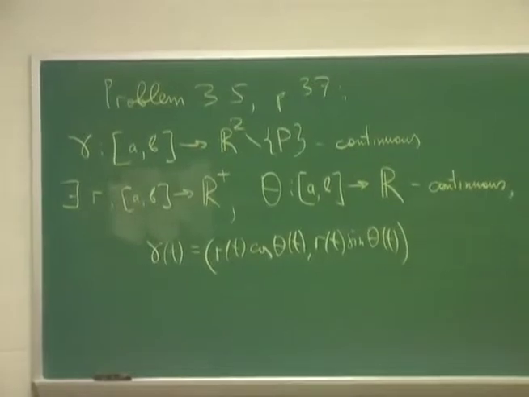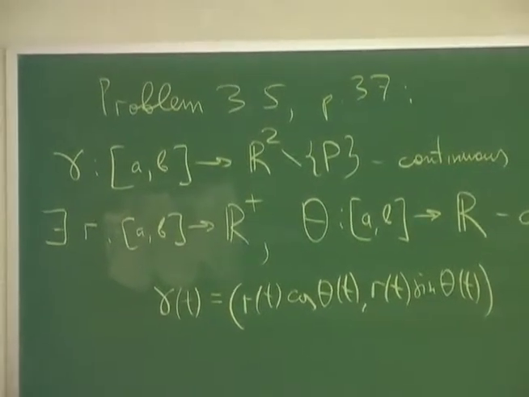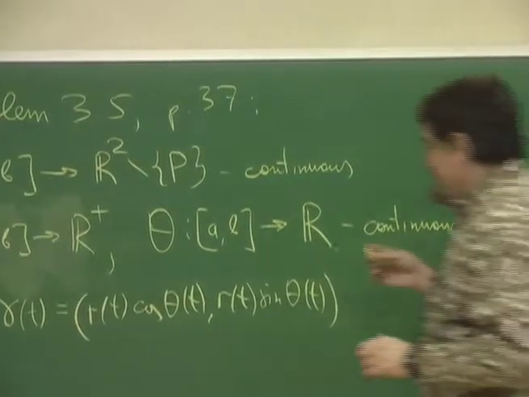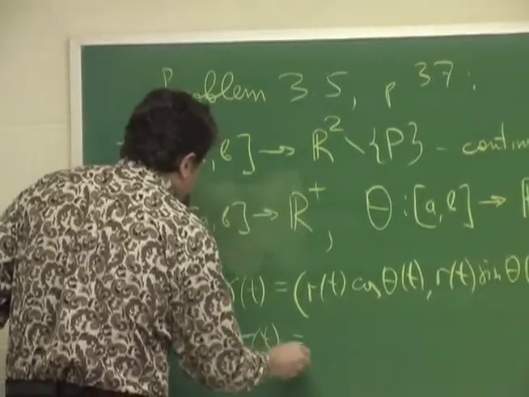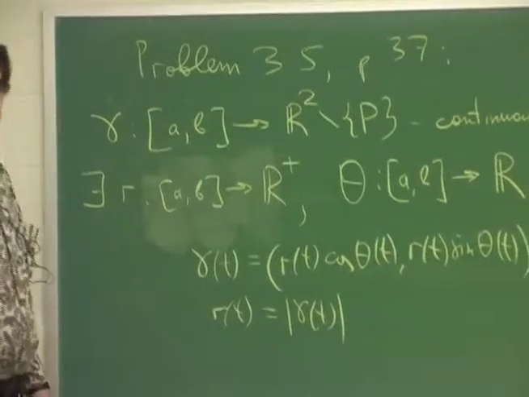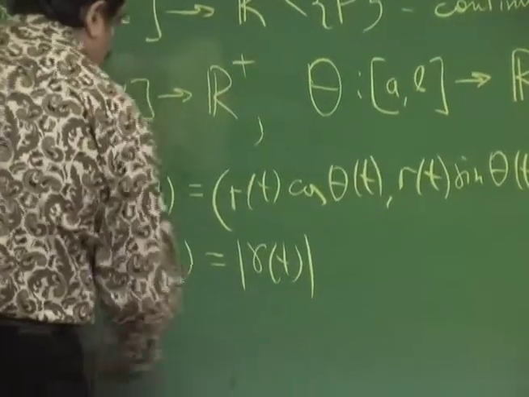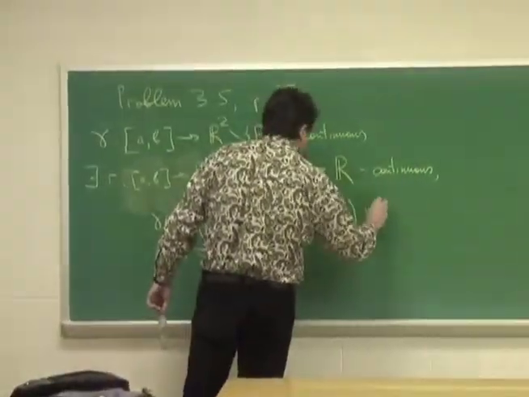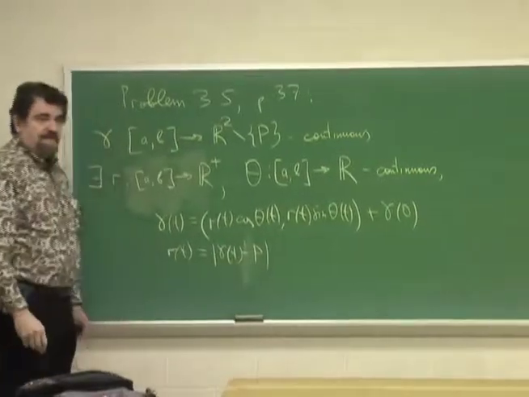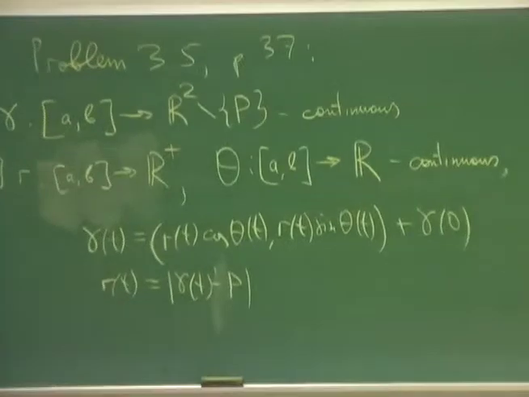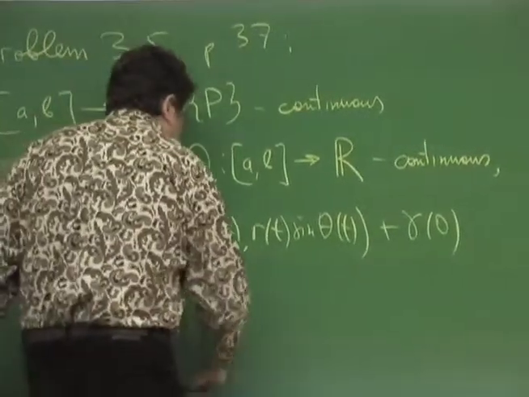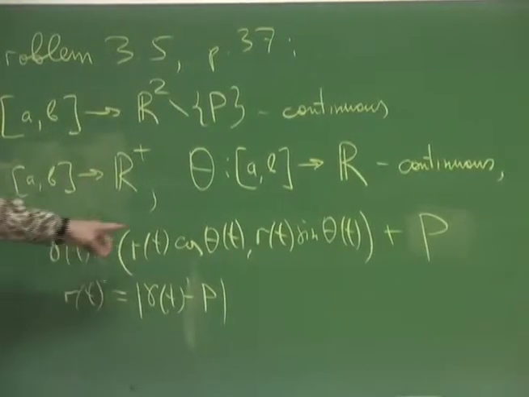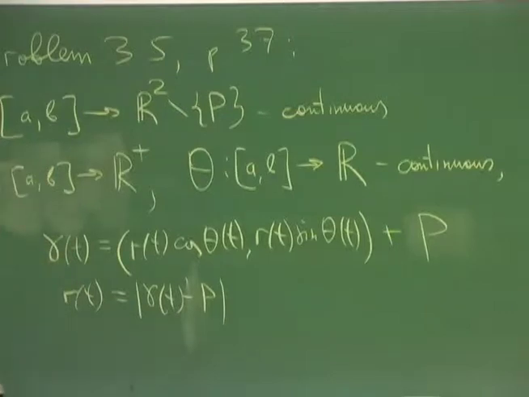So there is a choice of the radius function and the angle function on the curve, only on the curve. So as you can easily see, r of t is simply the distance from gamma of t to the origin, or maybe to p. Plus gamma of 0, just a moment, no, plus P. Yes, plus p, not gamma of 0. I somehow decided that it starts at p. And theta of t is defined uniquely up to adding a multiple of 2 pi.